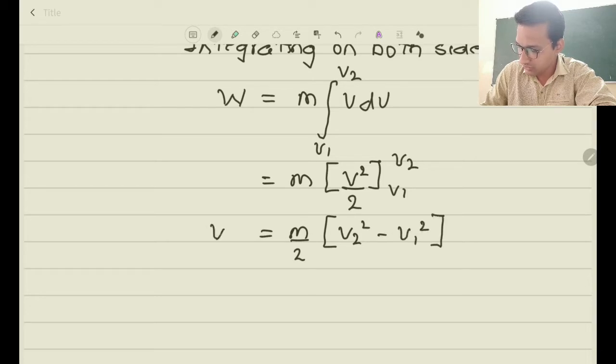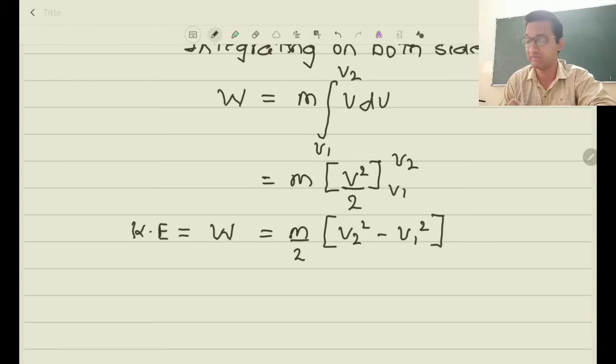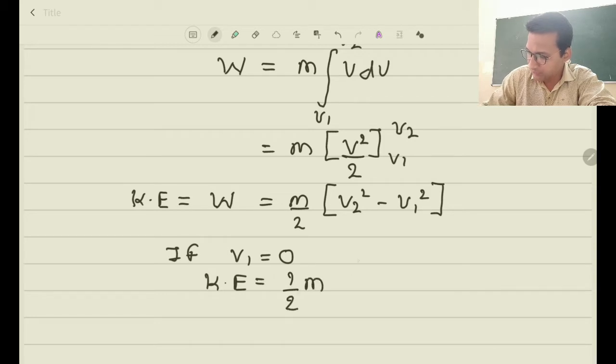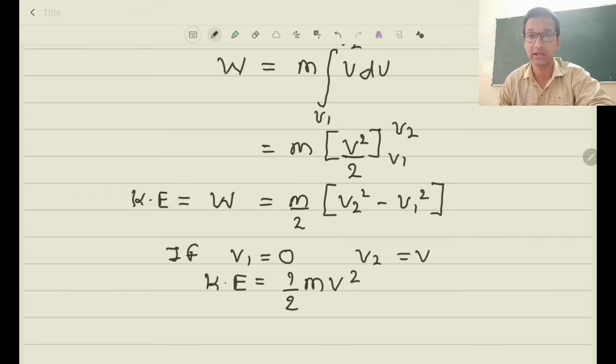This will be the equation for the work done, and the work done will be changing the kinetic energy. This is the same equation as 1/2 mv square, only here initial and final velocities are written. If we consider the initial velocity to be 0, then it is the simple equation for kinetic energy, 1/2 m, and we take V2 as V, then this will become 1/2 m V square. That is the equation we know for kinetic energy.